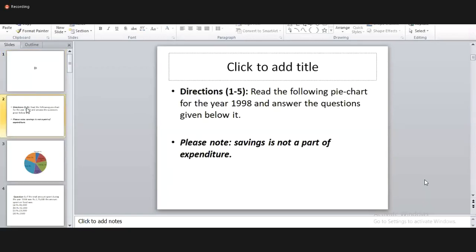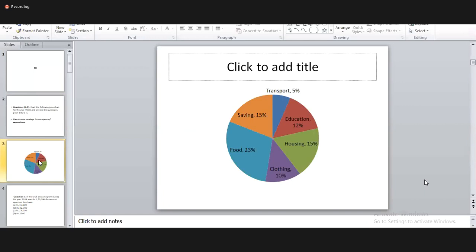Read the following pie chart for the year 1998 and answer the questions given below it. So this is your pie chart. Please take a screenshot of your pie chart. After taking the screenshot, please say yes in the live chat.